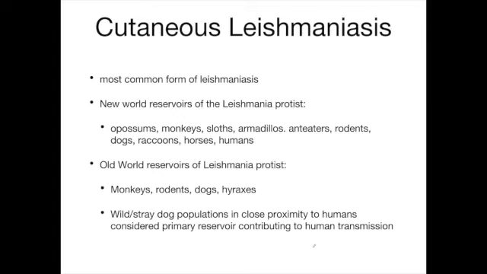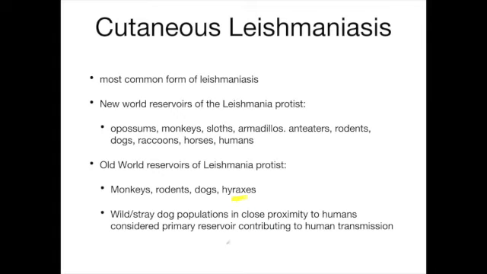New World reservoirs. There are multiple warm-blooded mammals and marsupials that are part of the life cycle, or we could say the reservoir. So in the New World, reservoirs include a whole host of organisms, right? Humans and dogs are not the only ones. Anteaters, armadillos, sloths, raccoons, horses, possums, monkeys. We have all kinds of different hosts. Old World reservoirs include the monkeys, rodents, dogs, and hyraxes. Hyraxes. These are a wild animal often used as a food source.